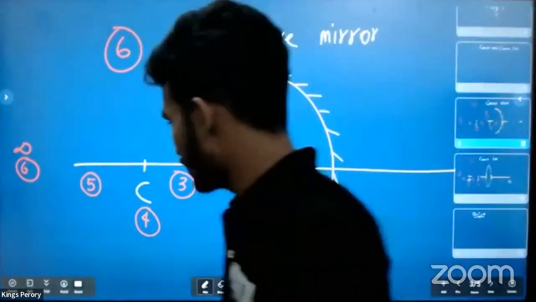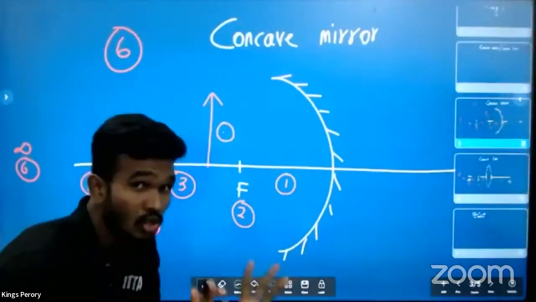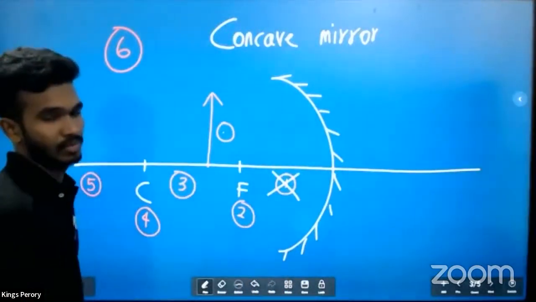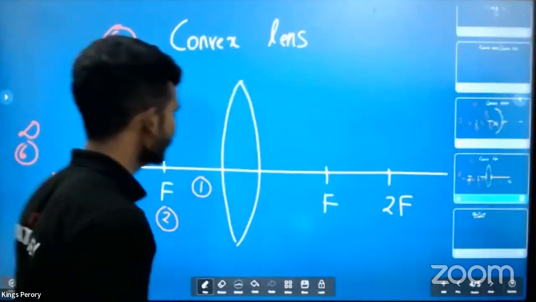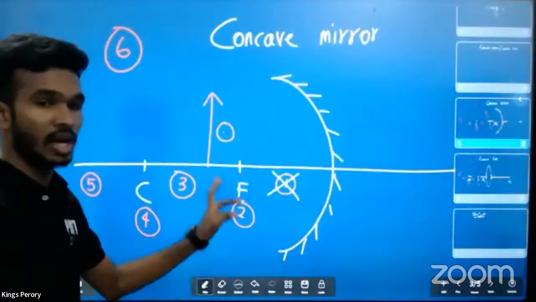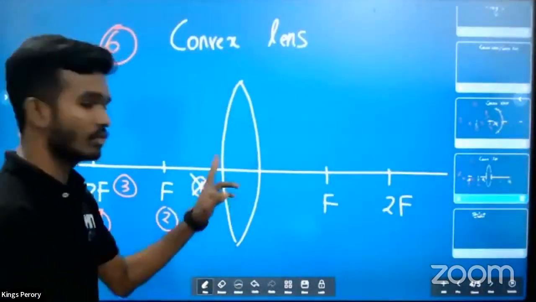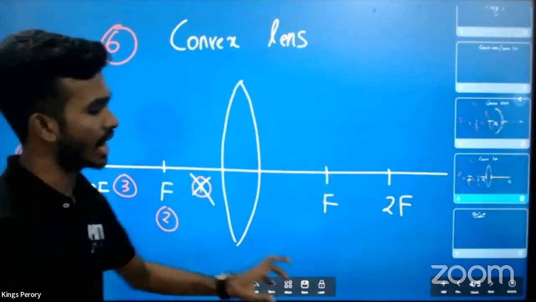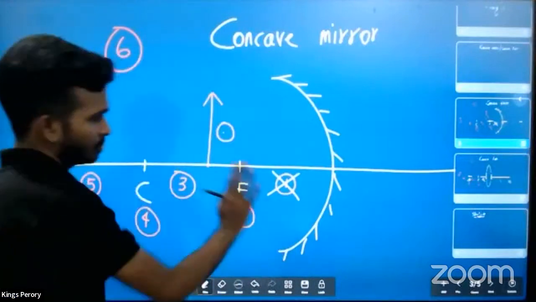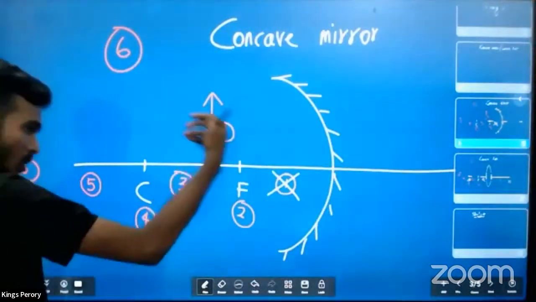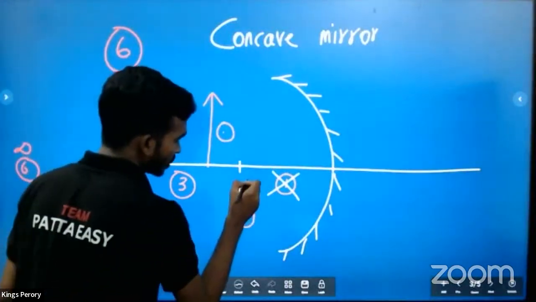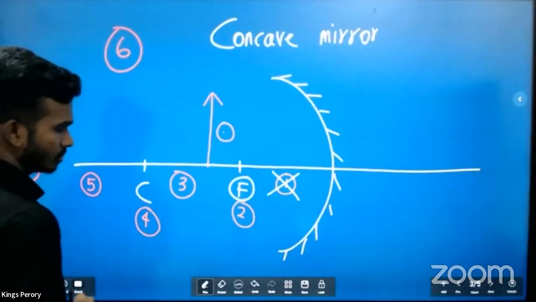Now listen very carefully. In my shortcut, the first position we are not going to tell. The first position, between the mirror and focal point, or between the lens and focal point, you need to memorize separately. Don't worry, today we will memorize it. Our shortcut starts from the second position. Second position is at focal point.